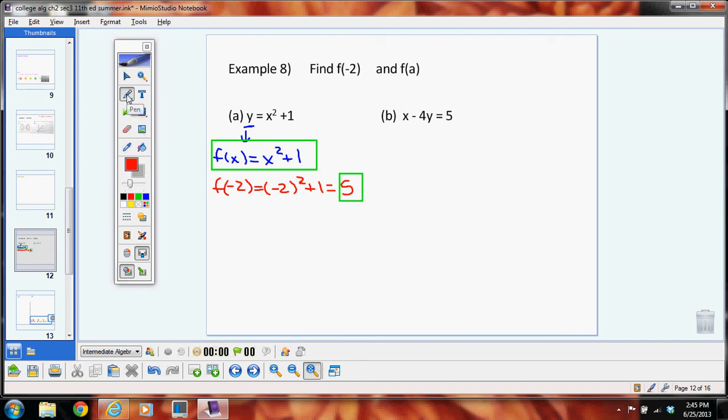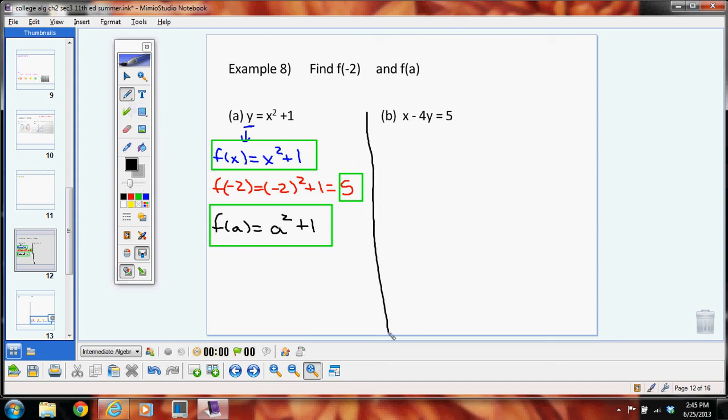Now the last thing they ask you for is f of a. So you're just going to do f of a equals, instead of x squared, you make it a squared plus 1. So you take out the x and you change it to an a, and that's all you do for that one.